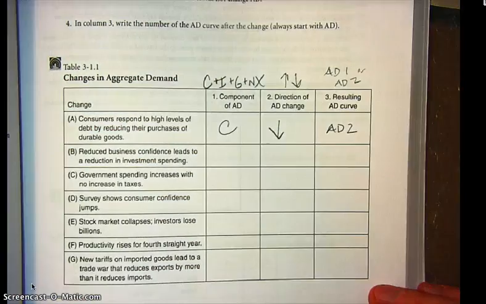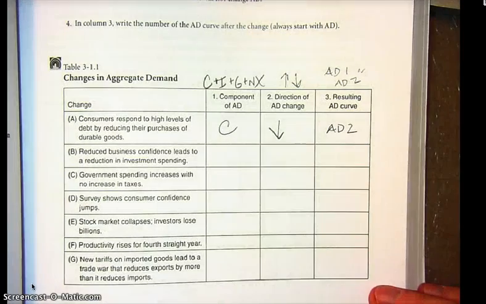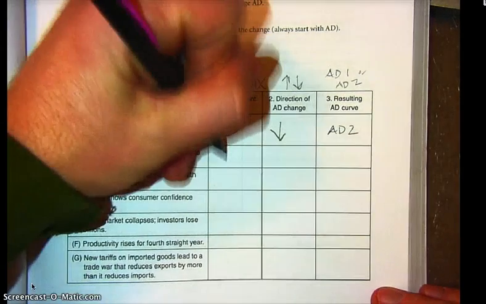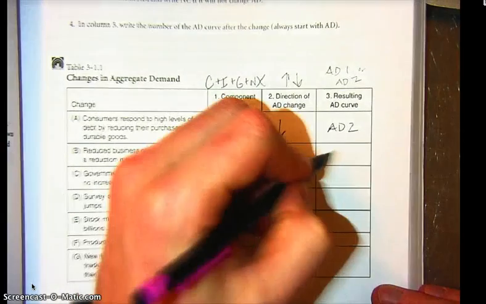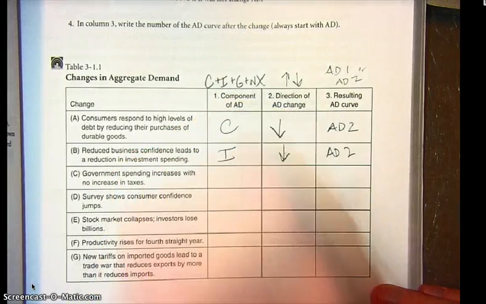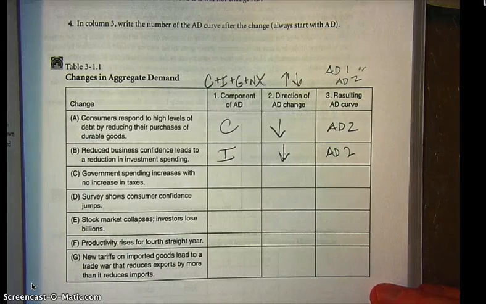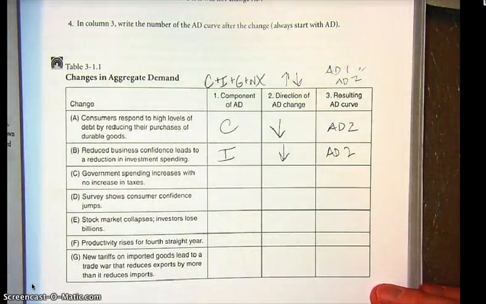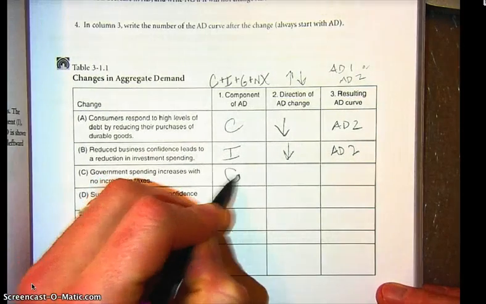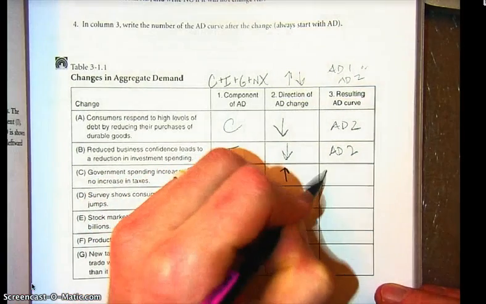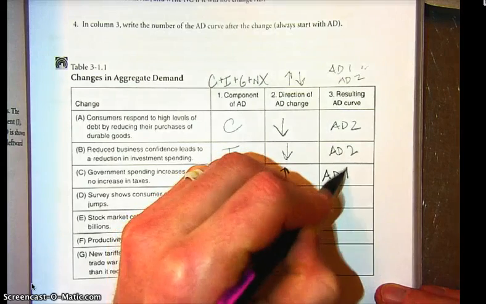Okay. Reduced business confidence leads to a reduction of investment spending. Pretty straightforward. It's investment. It's a decrease in investment because of business confidence, and it's AD2. Government spending increases with no increase in taxes. That's important. So this is G. It's an increase, and it moves from AD to AD1.